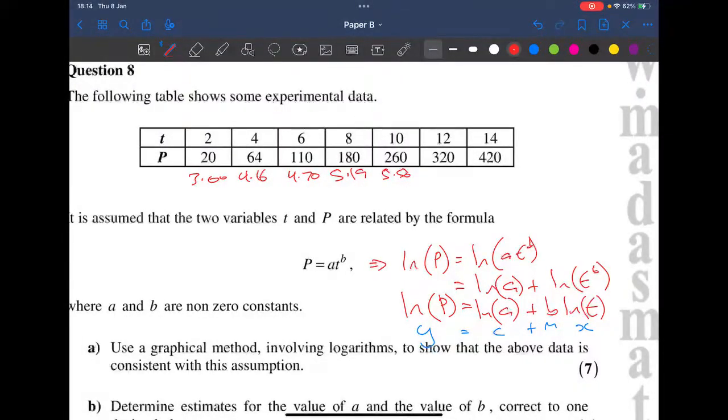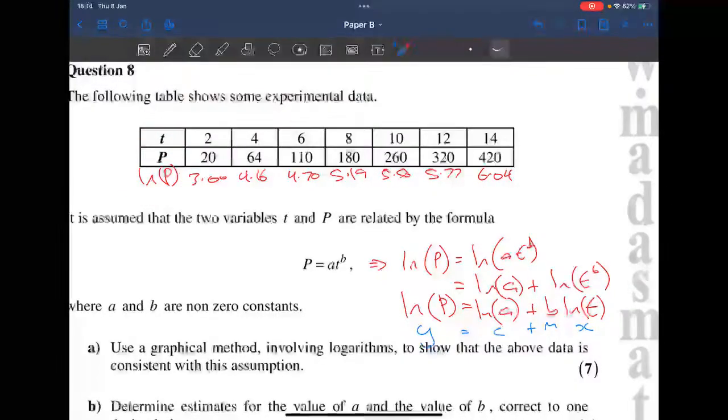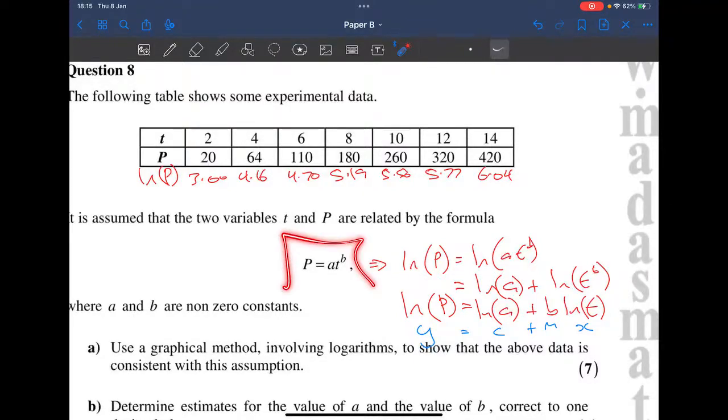320 is going to be 5.77. And for the 420, it's going to be 6.04. So ideally then, when we actually plot the natural log of p against t, we should see that this follows a straight line. And that shows that this assumption that we've made about the relationship between p and t was true, because we're able to plot log of p against t as a straight line.